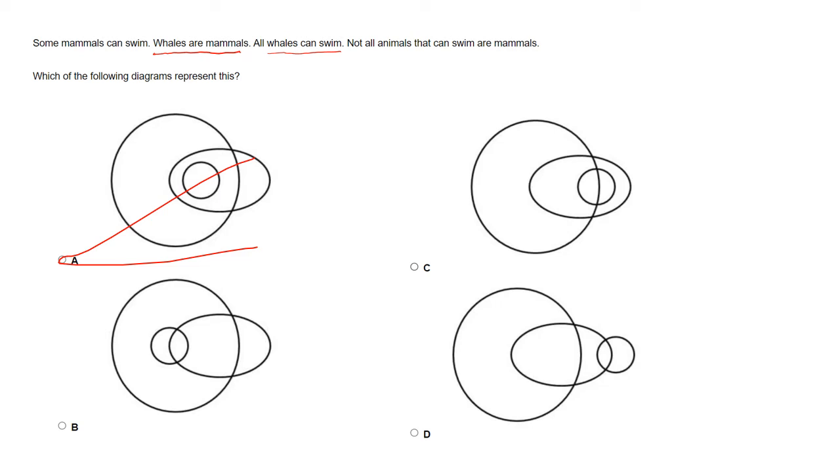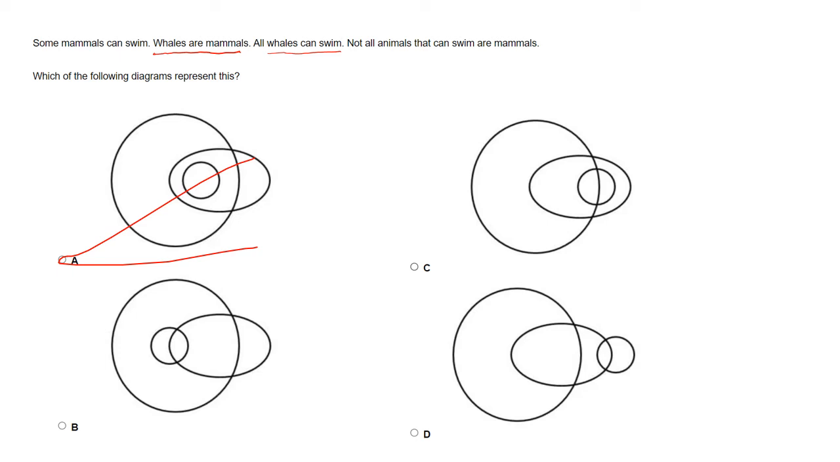In other words, all whales are mammals. So the set of whales is a subset of the set of mammals, and that means the area corresponding to the whales has to be completely contained within the area that corresponds to mammals.